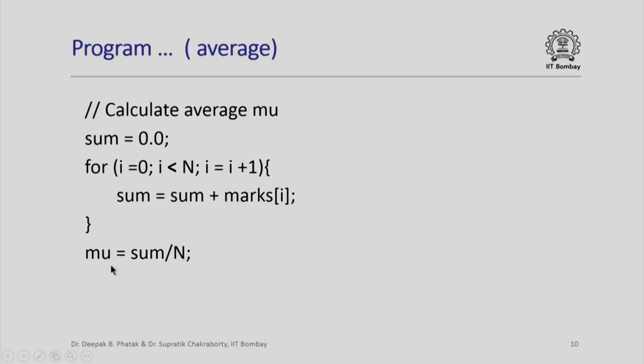to get the mu. This is what I meant earlier when I said if sum and n are both integers, I will lose the fractional part. Since we have declared sum to be a floating point variable, the value of n will be converted to a floating point value, and I will get the correct average mu.